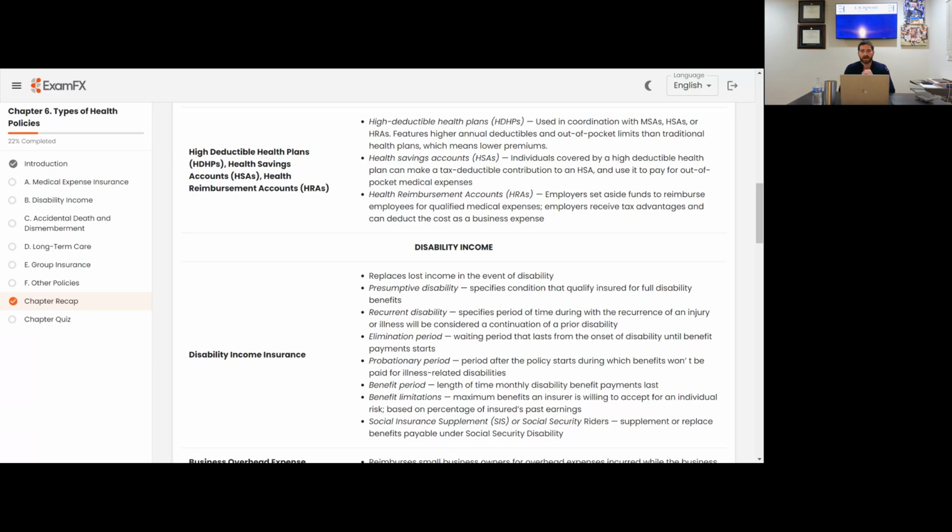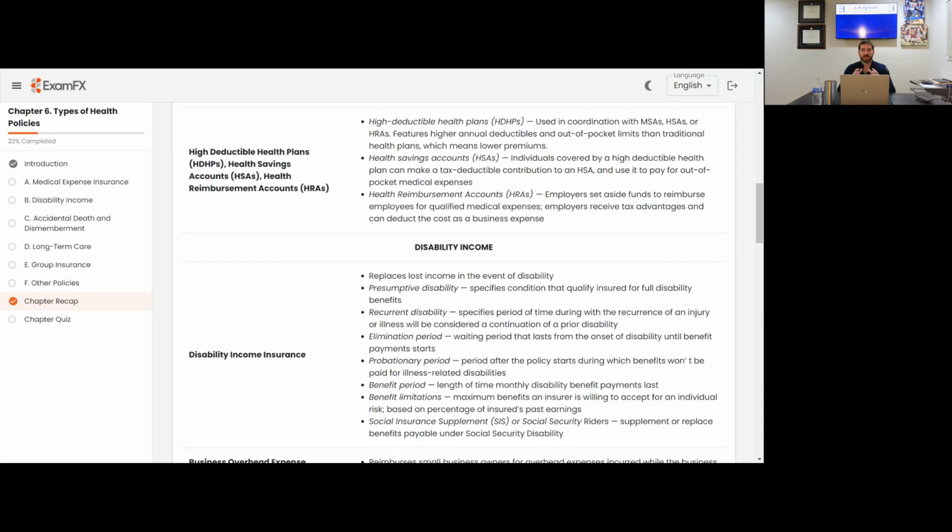Individuals covered by a high deductible health plan can make a tax deductible contribution to an HSA and use it to pay out for out-of-pocket medical expenses. So understand that is a tax deductible contribution to the HSA, and you use it to pay out for out-of-pocket medical expenses. It's obviously going to be part of that HDHP. So you are going to have pretty high deductibles, but you can make contributions to that health savings account. That's going to be tax deductible.